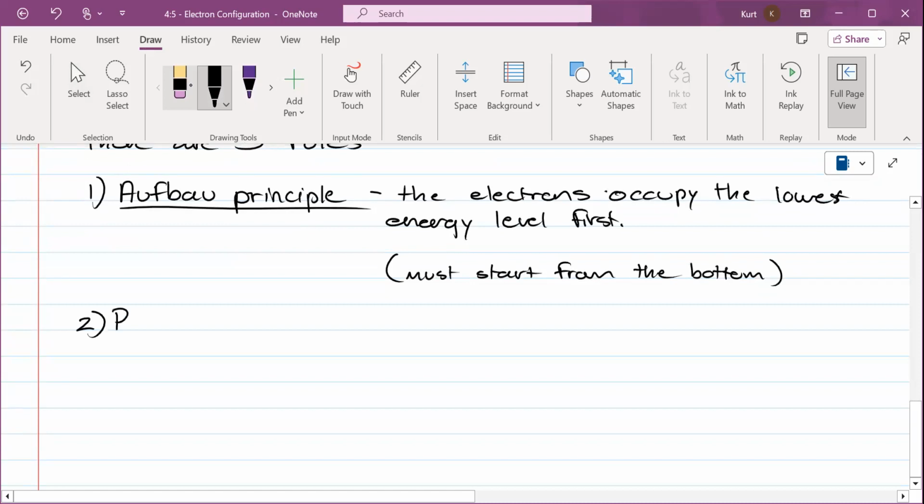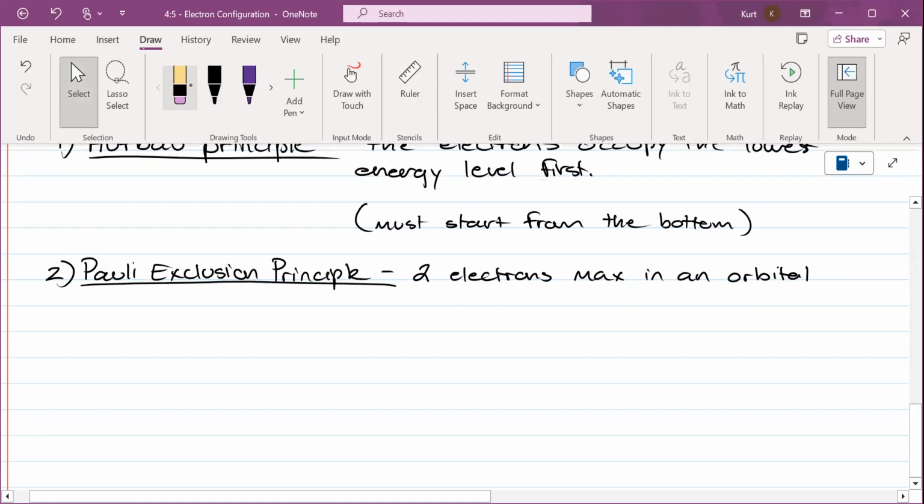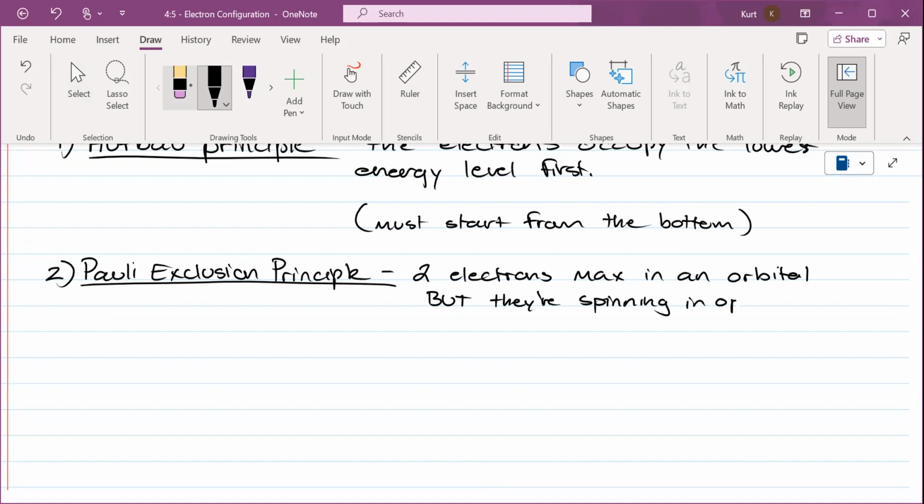Rule number 2 is the Pauli exclusion principle. You have 2 electrons max in an orbital. But they're spinning in opposite directions.